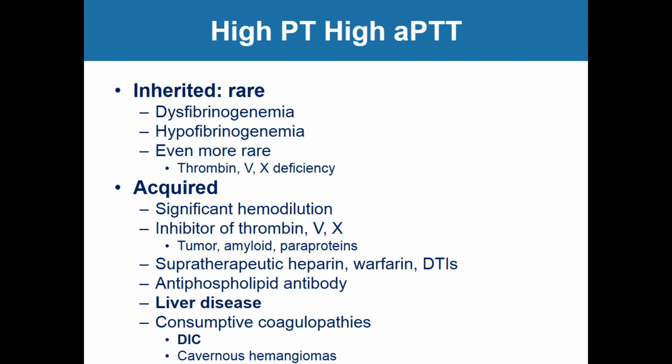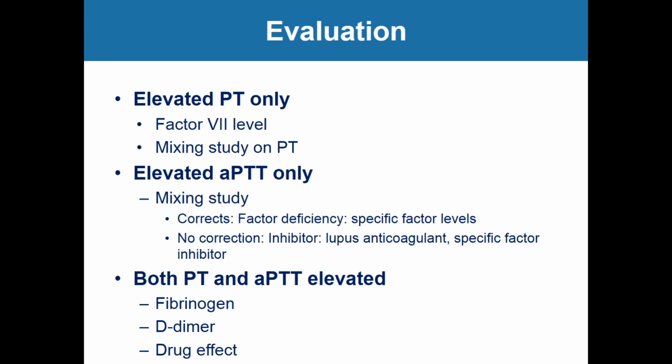Patients who are supratherapeutic on heparin, warfarin, or DTIs, the direct thrombin inhibitors, can have an elevation in both the PT and the PTT. And of course, with liver disease, most of the coagulation factors are synthesized in the liver, and so significant liver disease can result in elevated PT and PTT. Consumptive coagulopathies such as DIC, or even cavernous hemangiomas such as Kasabach-Merritt syndrome, can result in an elevated PT and PTT due to consumption of fibrinogen and the coagulation factors.